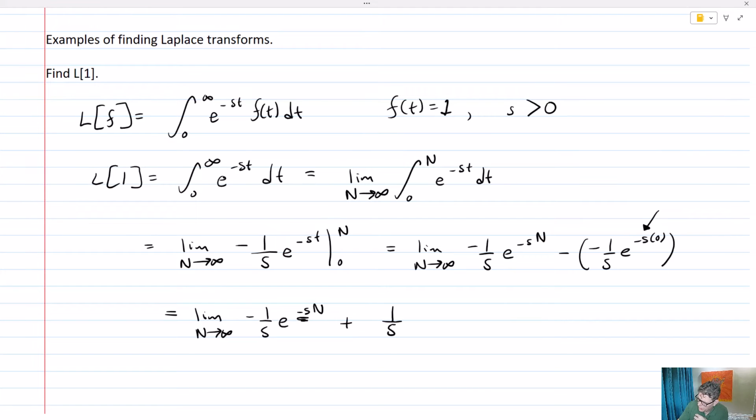So consequently, we need this fact that s is greater than 0 in order for us to have a convergent improper integral. So s will be greater than 0, and if s is greater than 0, then we're going to take negative s times n, let n go to infinity, and so this is going to end up equaling 0 plus 1 over s, and it'll just end up being 1 over s. And that's the Laplace transform for the function f of t equals 1. So there's our first example.